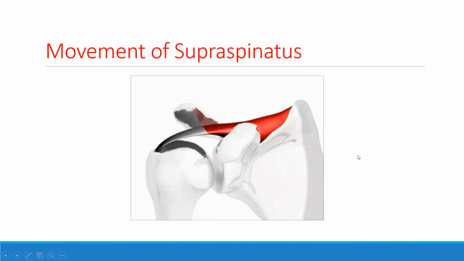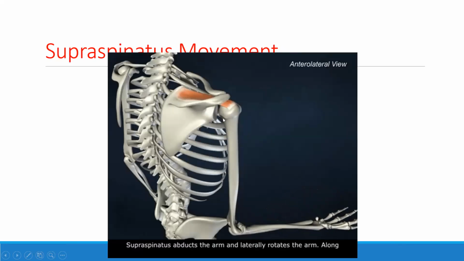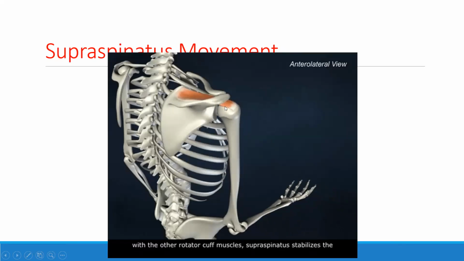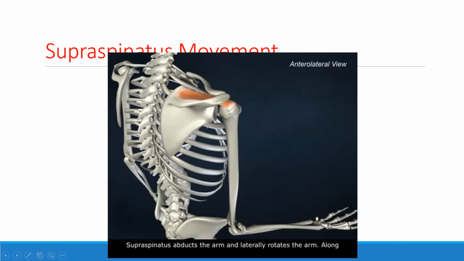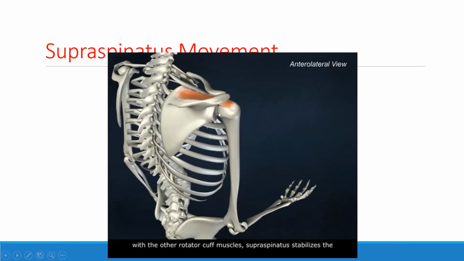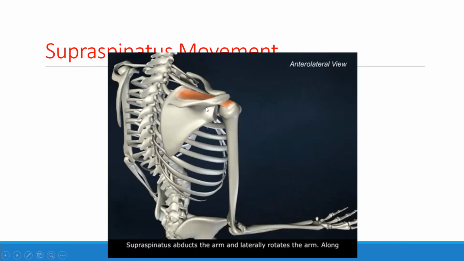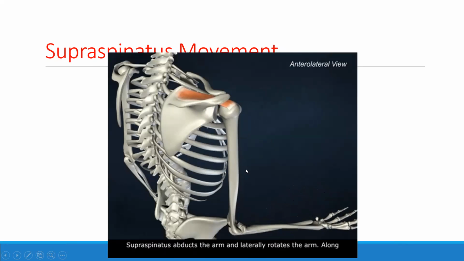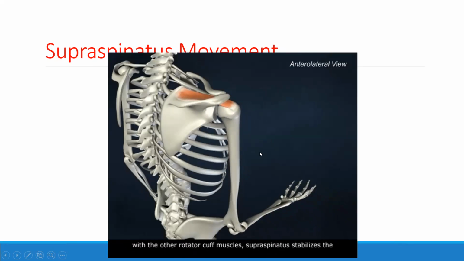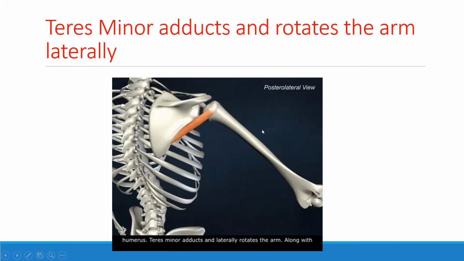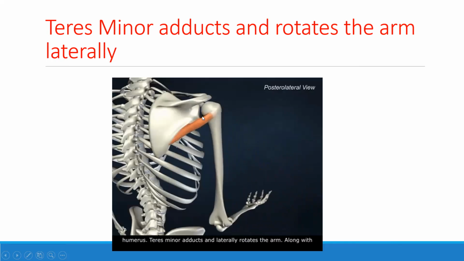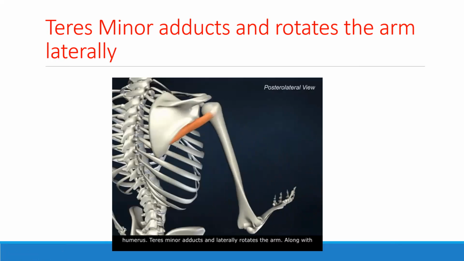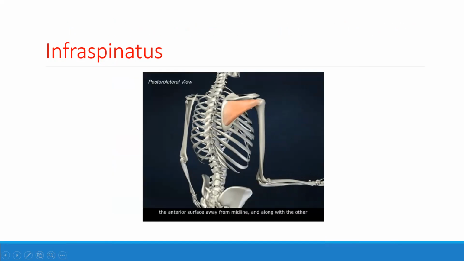So we see the supraspinatus acting there. You see, again, there's the supraspinatus pulling on the head of the humerus, and so is the subscapularis. We don't see that because it's on the other side, but the arm is now rotating around. Of course, now there's the teres minor pulling on the head of the humerus, allowing it to rotate laterally away from the midline. There's the infraspinatus rotating the arm.